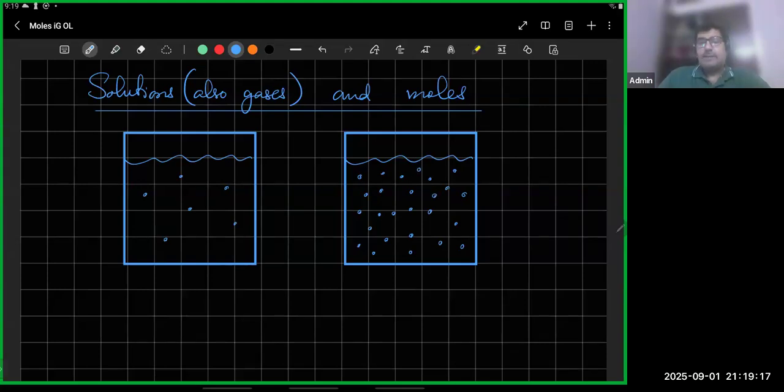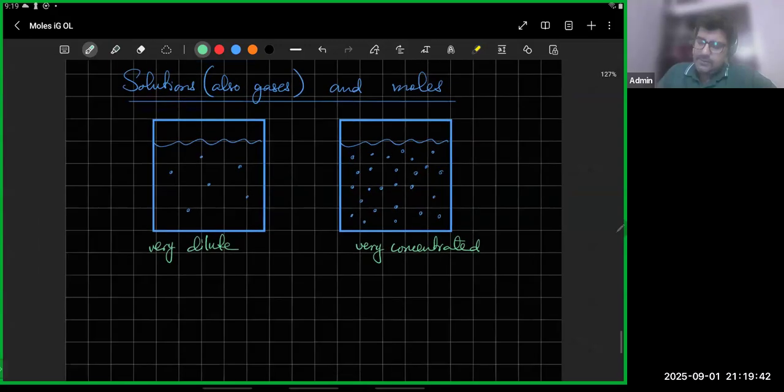You can't tell the number of particles by looking at the volume or by the quantity of the solution. You can only get the idea of how many particles you have if concentration is described. So this one is very concentrated, and the other solution that you have is very dilute or less concentrated. So how do you describe the term concentration? Concentration is the number of particles in a particular volume.